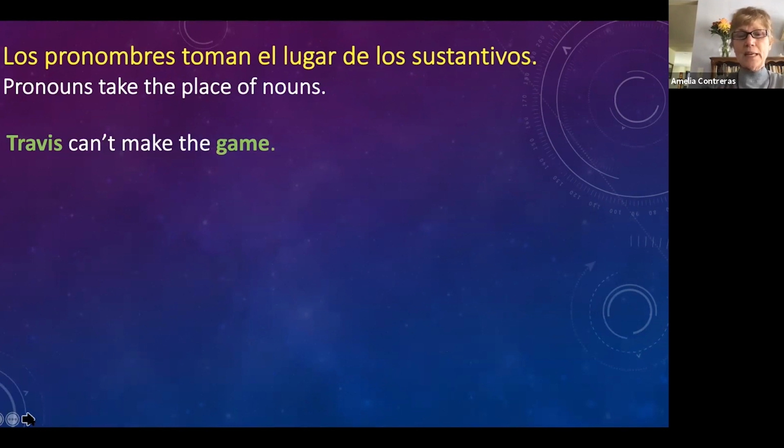Here's an example. Here's a sentence that has 2 nouns. Travis can't make the game. Travis is a proper noun, meaning it's a particular person, not just a man or boy, it's Travis, it's some particular person. That is called a proper noun. And the word game is a noun because it names something that we would refer to as a game. And the game can be defined in many ways.